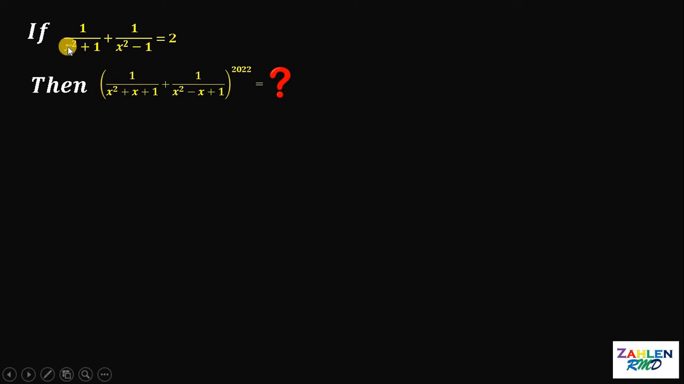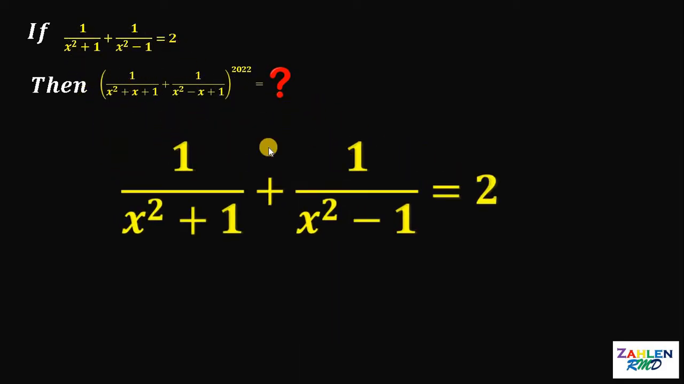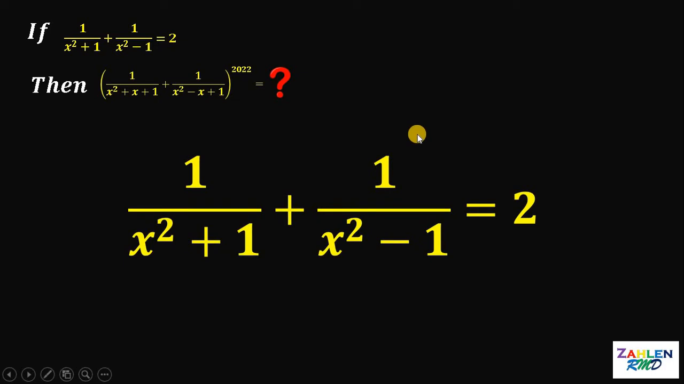So, if 1/(x² + 1) + 1/(x² − 1) = 2, then we want to find the value of (1/(x² + x + 1) + 1/(x² − x + 1)) raised to 2022. Now, let's get the original given equation: 1/(x² + 1) + 1/(x² − 1) = 2.